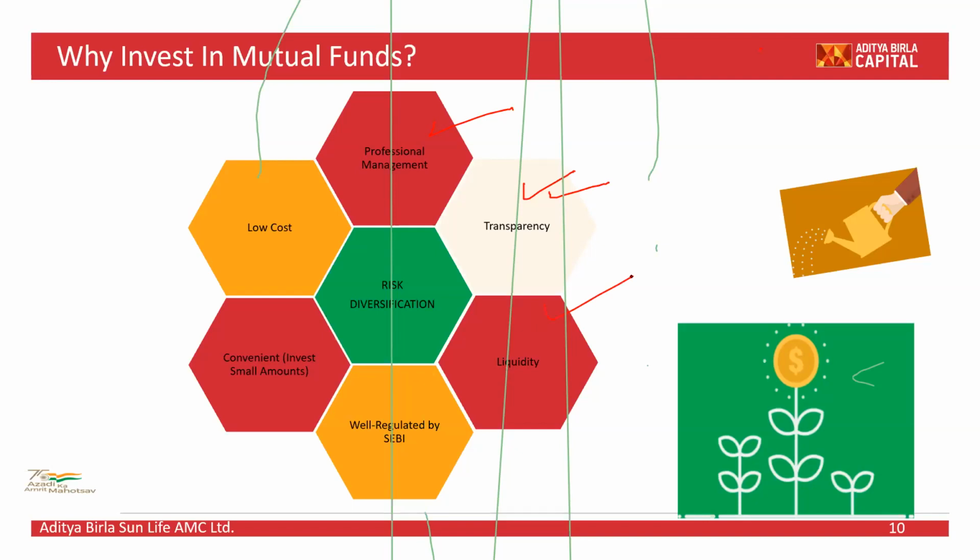Liquidity: if you want your money back, you just have to put in a redeem request to the mutual fund saying that you want to redeem your units. On the third day, you will get the money in your account. That is the liquidity.